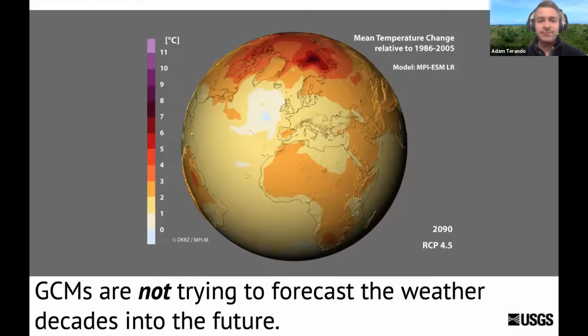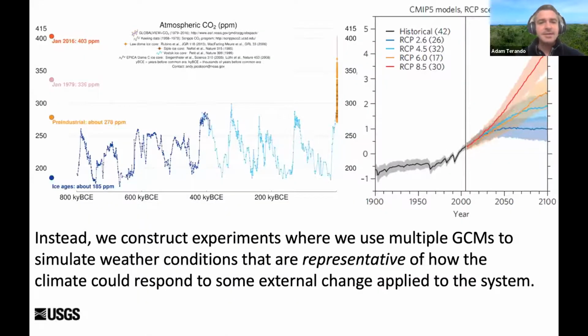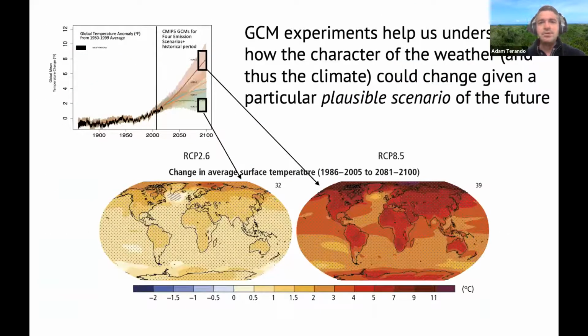Global climate models are not trying to forecast the weather for decades into the future. They are not trying to predict, say, what the high temperature is going to be in Raleigh on March 16th in 2072. Instead, we construct experiments where we use multiple climate models to simulate weather conditions that are representative of how the climate could respond to some external change applied to the system. So GCM experiments help us understand how the character of the weather, and thus the climate, because climate is the average of weather over time, could change given a particular plausible scenario of the future. So if you have a plausible scenario, you can use climate models to predict how the climate would respond to that scenario, which we then use to project a climate response into the future.